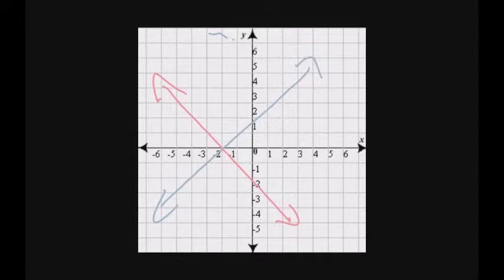Alright, now let's see if some lines are perpendicular. So, again, I got a red line and a blue line. If you look, I'll put a point there and a point there for the red line. So we're going up 1, 2 over 2. So my slope of the red would be 2 over negative 2. And 2 divided by negative 2 would equal negative 1.